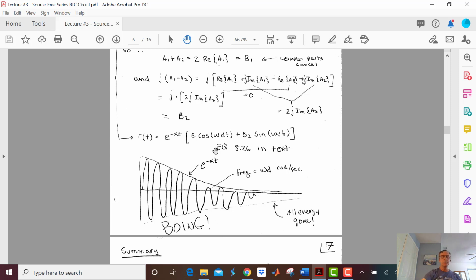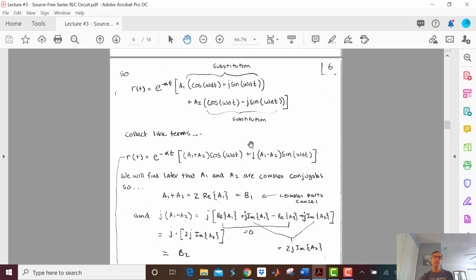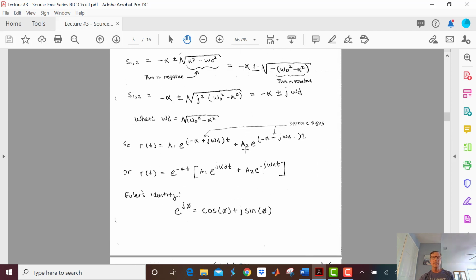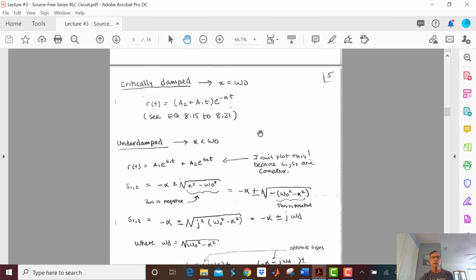And my B1 cosine omega d, my B2 sine omega d, those are the wigglers in here. It's a sine or a sinusoid. And it is ringing, its frequency is omega d. Or in other words, remember I said the reason we're doing this whole omega d thing here, where's my omega d?